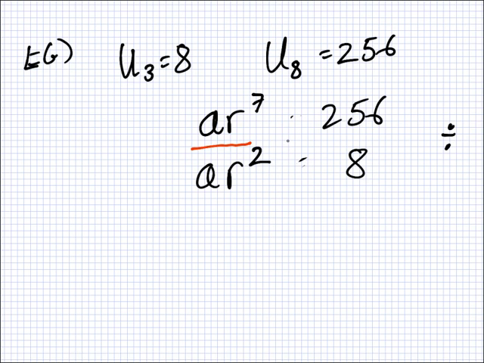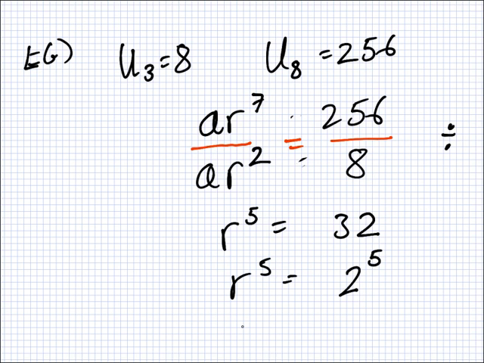Left over left equals right over right. And on the left, what cancels? Well, the a's cancel. And what does the r become? It's r to the power 5. And 256 divided by 8 then is 32. Okay, 32 is 2 to the power 5. So then, what's the r?